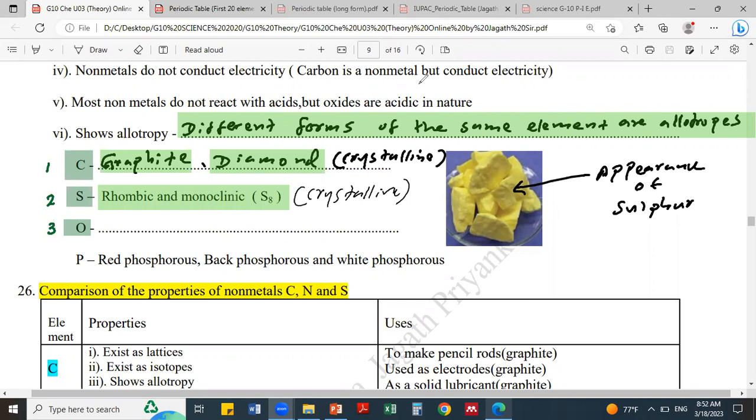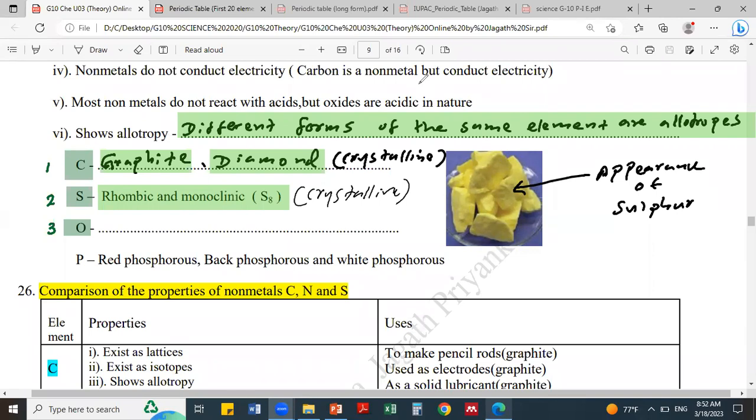So it is the same element in different forms in nature without combining with anyone else. The same element's atoms combined with each other and arranged in different ways. You take the same element, with different arrangements, without mixing with any other element.